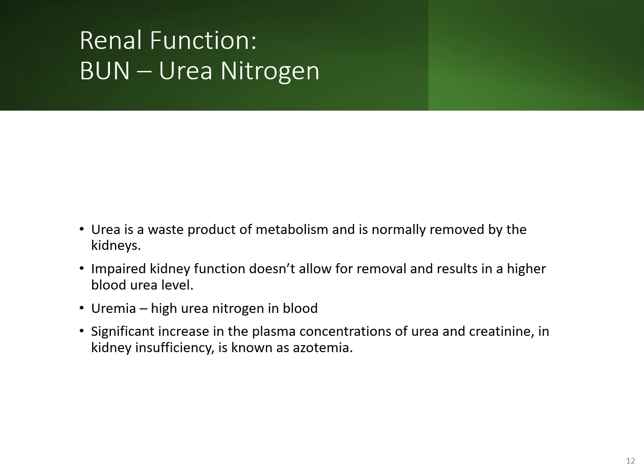Urea is a waste product of metabolism, and it's normally removed by the kidneys. However, if the kidneys are impaired, then it will build up within the blood. The physician would see this with a BUN, or blood urea nitrogen, level. If it's too high, this is termed uremia. And if there's a significant increase in the plasma concentration of urea and creatinine, then this is known as azotemia.